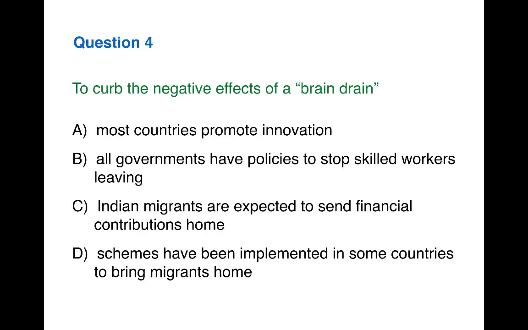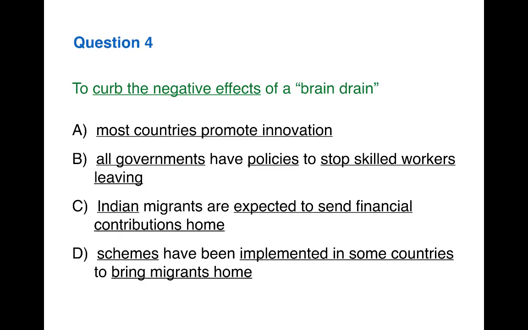Underline some keywords. To curb the negative effects of a brain drain. To curb means to reduce or to stop. So how do we stop the negative effects? A, most countries promote innovation. B, all governments have policies to stop skilled workers leaving. C, Indian migrants are expected to send financial contributions home. And D, schemes have been implemented in some countries to bring migrants home.